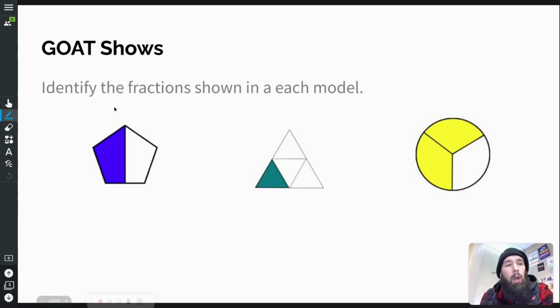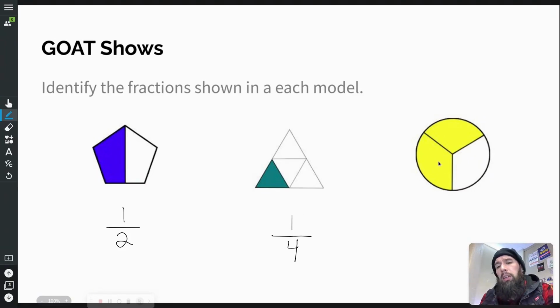Okay, so let's identify the fractions shown in each model. I will do some, then you'll practice these on your own. This shape right here is cut into 2 equal parts, so we will put that over 2. One of those parts is shaded, so we're going to write 1 as our numerator and 2 as our denominator, 1/2, also known as a half. This Triforce looking Zelda thing is 1, 2, 3, 4 total parts, so I'll write it out as over 4. And only one of them is shaded, so 1/4.